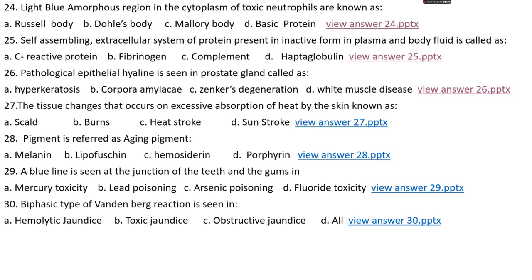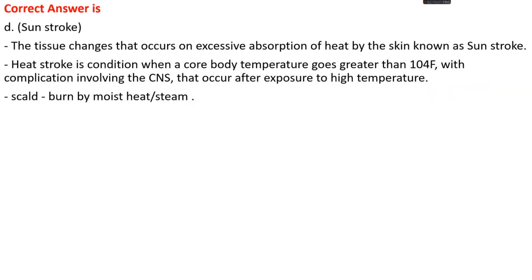Question number 27. The tissue changes that occur on excessive absorption of heat by the skin are known as: option A, scald; option B, burns; option C, heat stroke; option D, sunstroke. The right answer is option D, that is sunstroke. The tissue changes that occur on excessive absorption of heat by the skin are known as sunstroke.